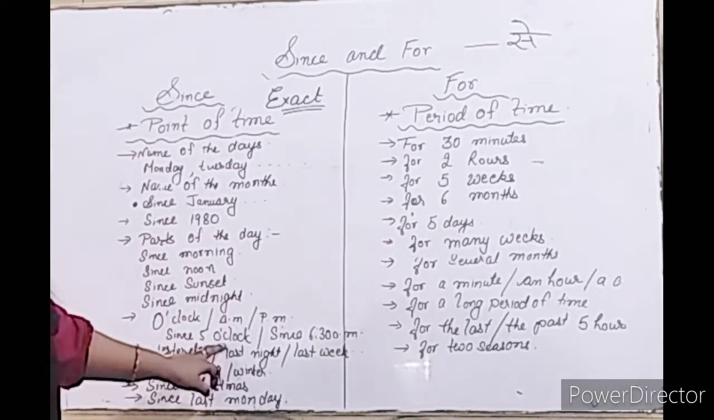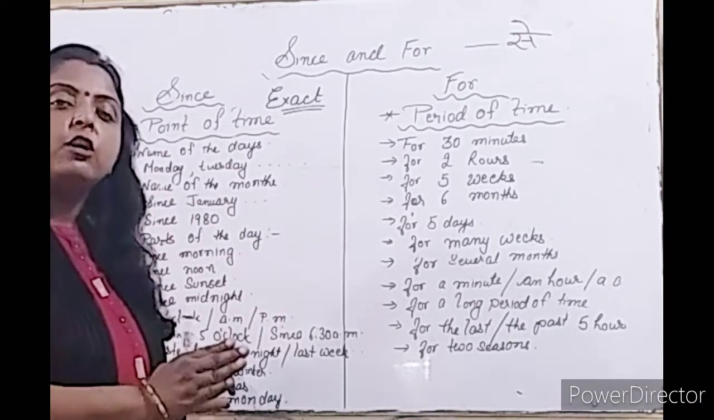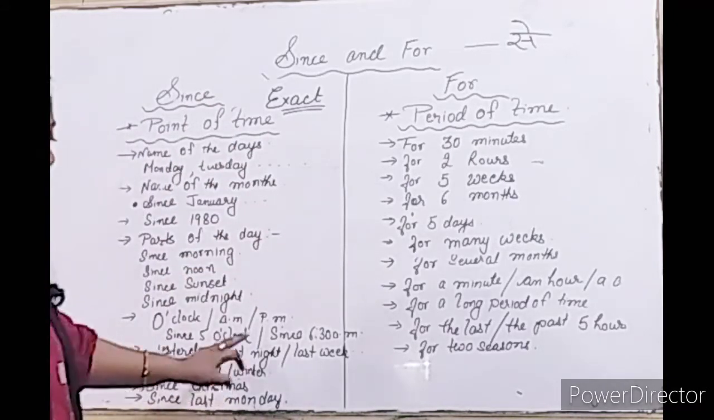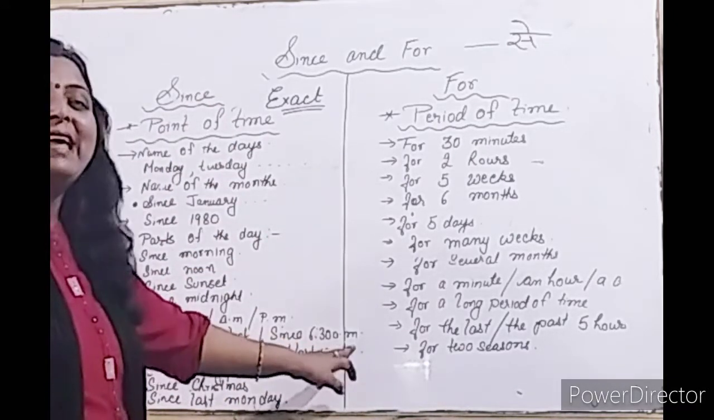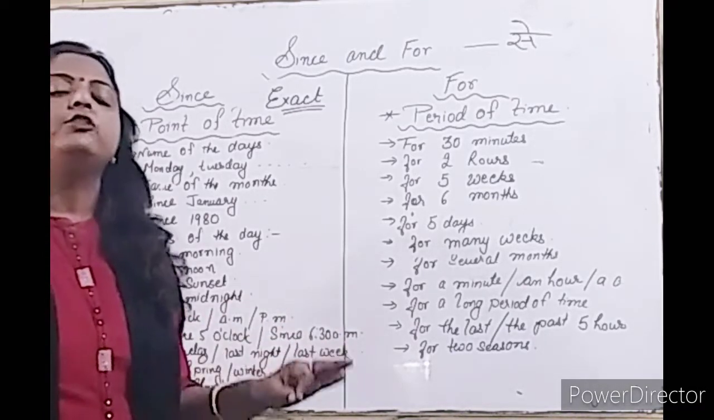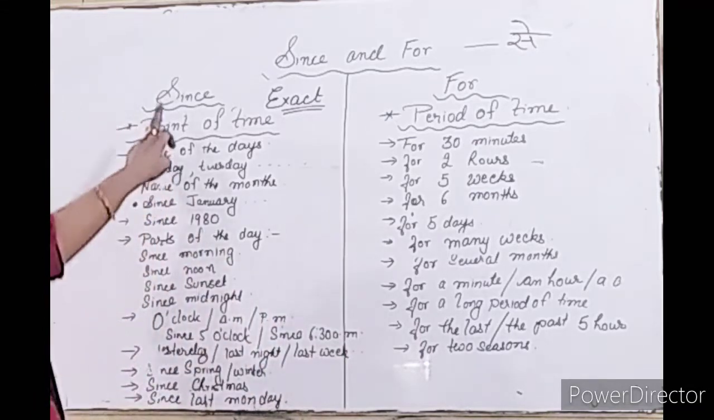The next one is that when you are talking about the exact time, that means o'clock. Since 5 o'clock, that means I am talking about 5 o'clock, not 6 o'clock, not 7 o'clock. Since 6:30 a.m. If you are using a.m. and p.m. also, then also we are talking about exact time, so we will use since there.